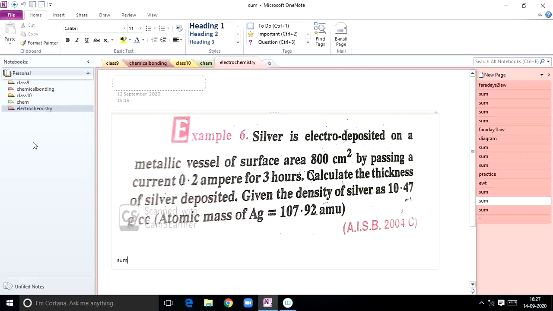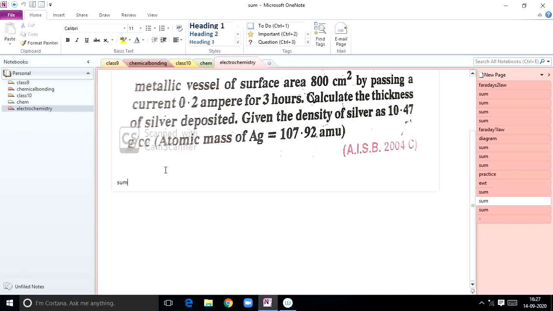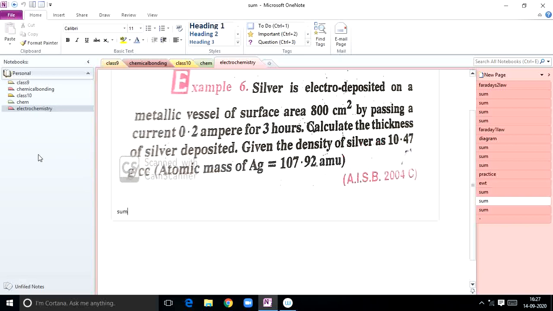Next, silver is electrodeposited on a metallic vessel of surface area 800 centimeter square by passing a current of 0.2 ampere for 3 hours. Calculate the thickness of silver deposited. Given the density of silver as 10.47 gram per cm cube. Atomic mass of silver approximately 107.92.